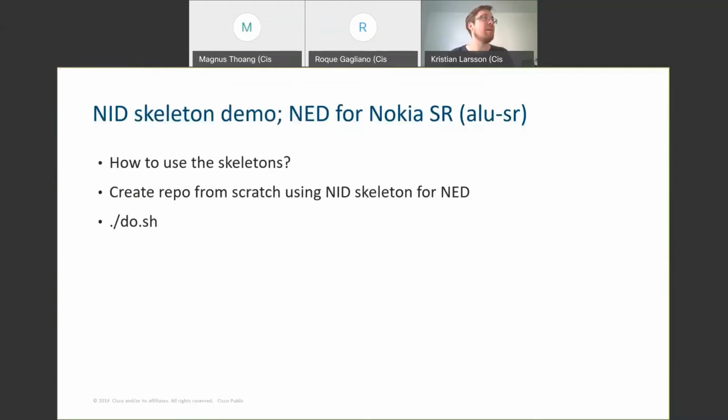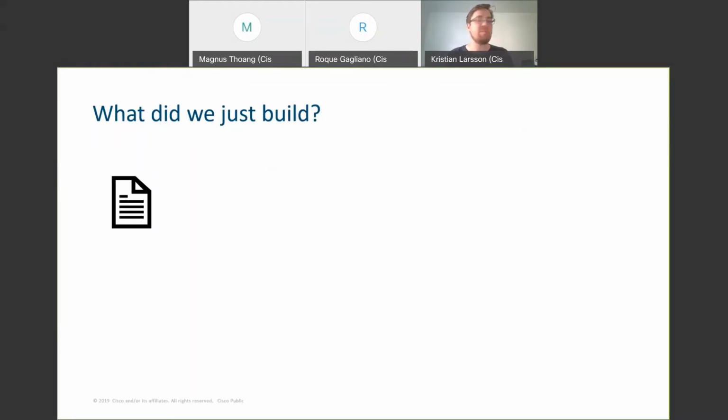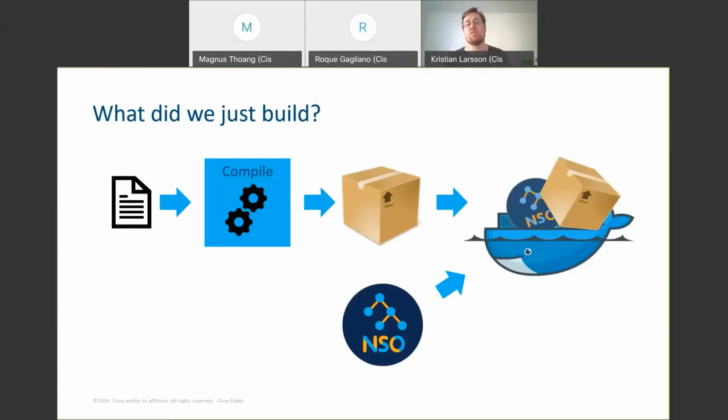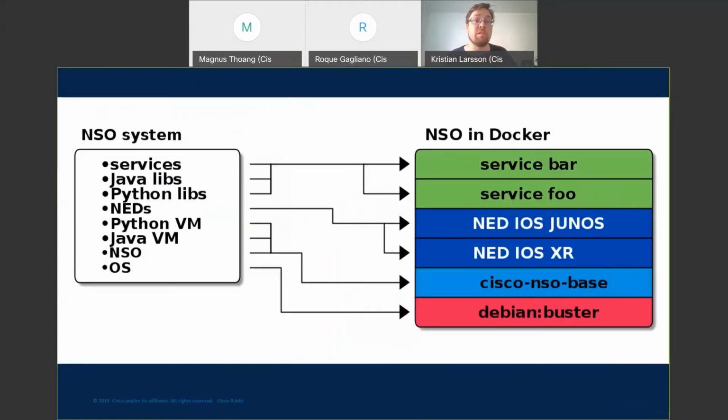Okay, coming back here. So what did we just build, right? I mean, we have our source code and we compile that into an NSO package. Now, in order to run and test that, we actually need NSO, right? So what we do is we have this NSO Docker image, base image, and we place our package on top of that, which then results in a Docker image that includes both NSO as well as our package and is ready to run. So I want to show you a few things around the NSO base image that we've used here that comes with the NSO and Docker repository, right?